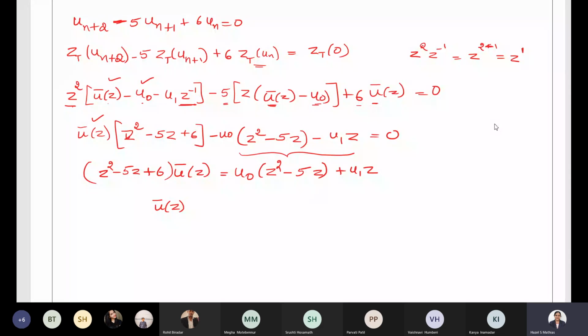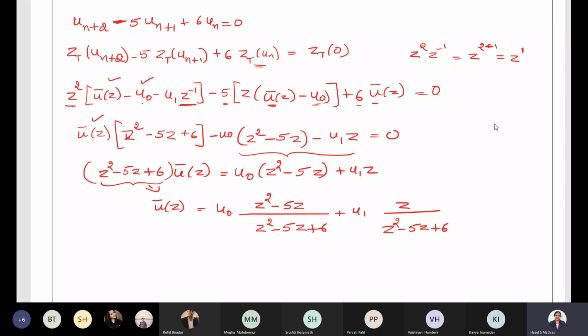So what is u bar of z from this? Take this term to the other side. What do we get? It's u naught into z square minus 5z divided by z square minus 5z plus 6, plus u1 into z divided by z square minus 5z plus 6. This is what we get when we take this term to the other side. It comes over here in the denominator. Am I correct? Yes or no? Yes, ma'am.